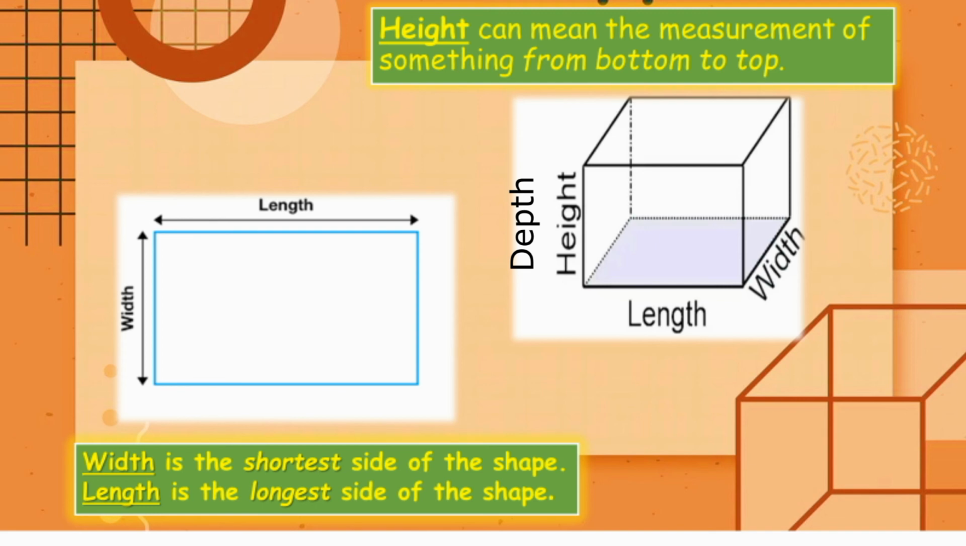For our 2D, we have the width and length, and it is a flat picture. And for our 3D, we have the length and width and depth, or the height. Height can mean the measurement of something from bottom to top. Again, height and depth represent the same quantity in the artwork. I hope you understand the differences between two-dimensional pictures and 3D pictures.